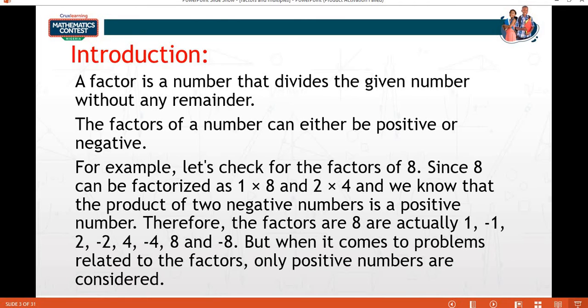But strictly, we are going to be considering only the positive numbers in this lesson. We're going to be looking at the positive factors in this particular lesson. So positive numbers are the ones we are going to focus on. Let's move on.